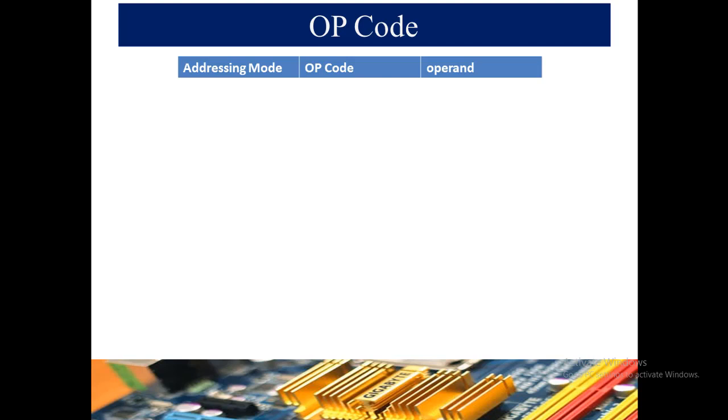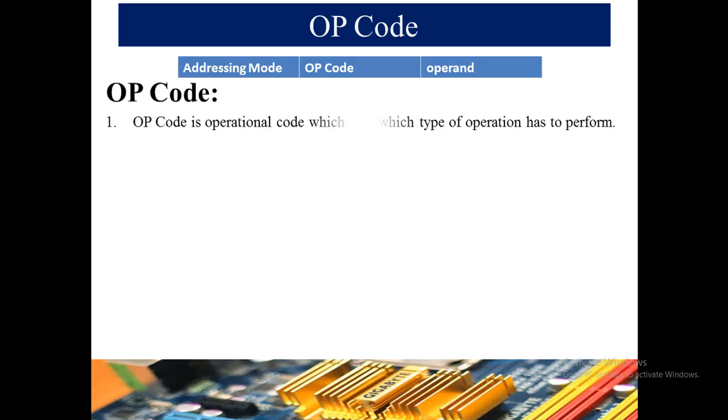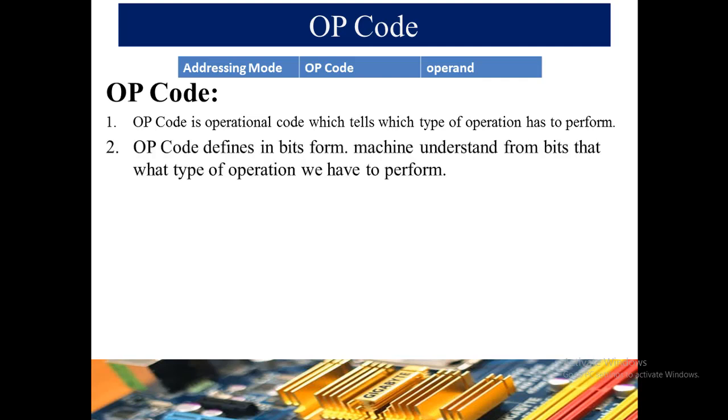The first one is the operational code. Opcode is operational code, which tells which type of operation has to be performed. We have discussed multiple types of operations like addition, subtraction, multiplication, increment, comparison operations, or and control flow operations, and many more. Operational code is defined in bit form, like in 0 and 1 form. So the machine understands from bits what type of operation we have to perform.